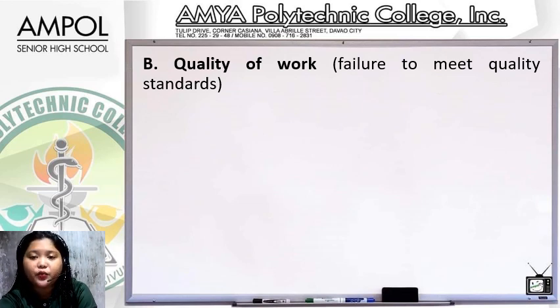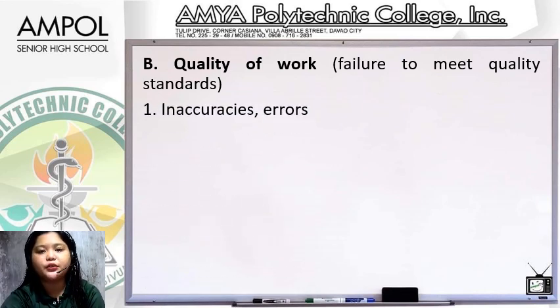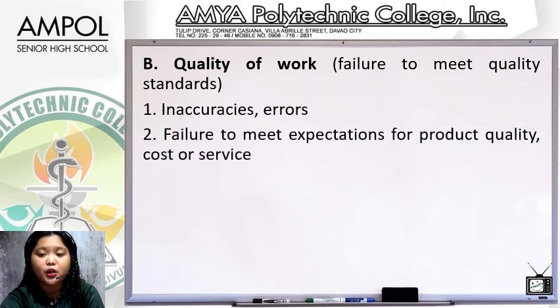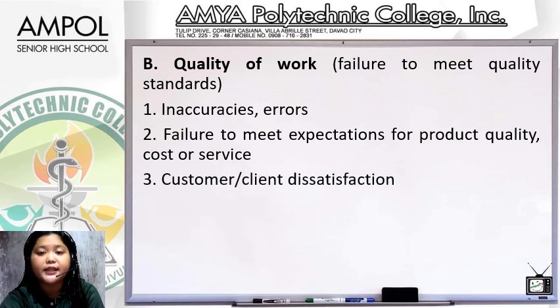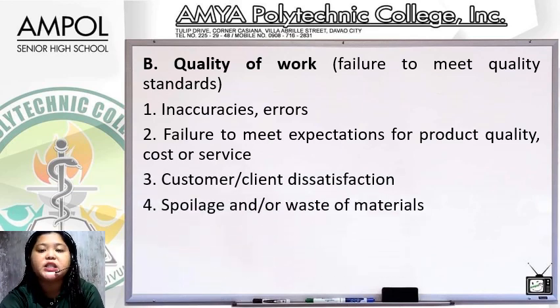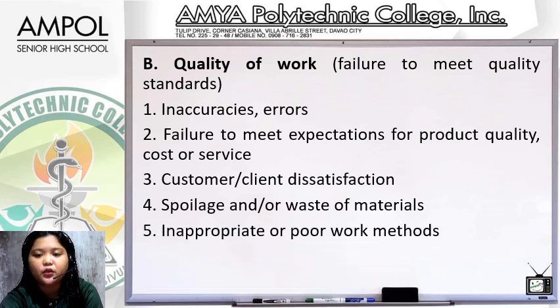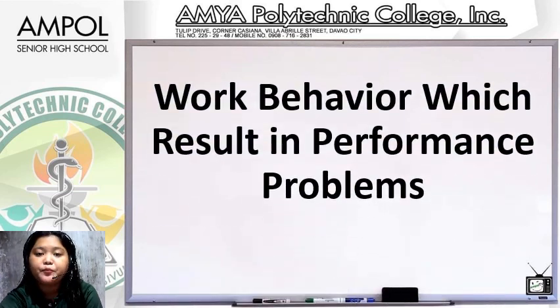So the quality of work, we have the failure to meet quality standards. So we have here under the inaccuracies or errors, the failure to meet expectations for product quality, cost of service, the customer or client dissatisfaction, the spoilage and or waste of materials, and also the inappropriate or poor work methods. And then we also have the work behavior which results in performance problems. So these are the work behaviors that may cause your performance to be bad.